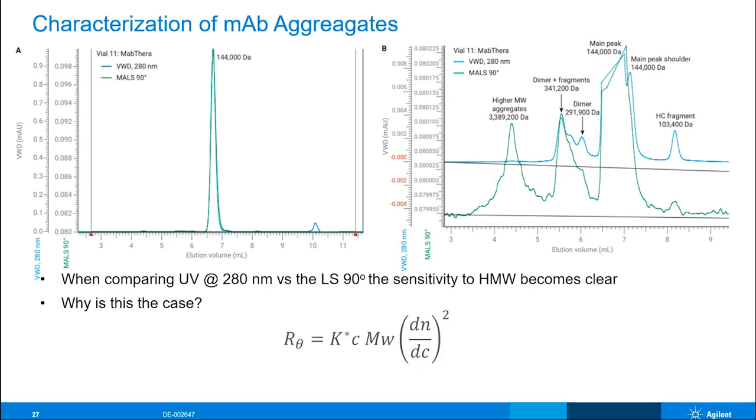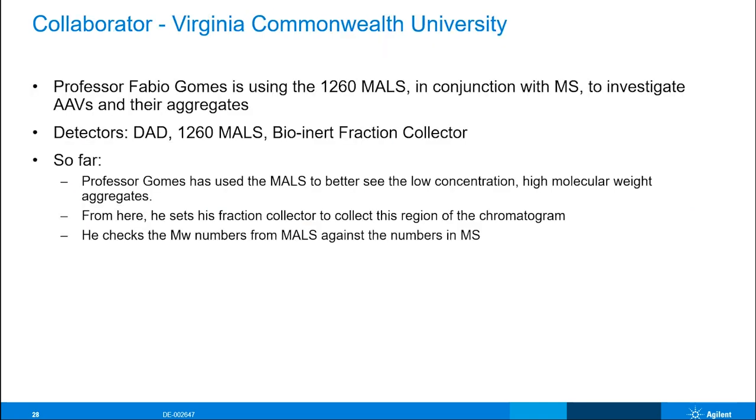And so with this, I'd like to talk about one of the collaborators that we have at Virginia Commonwealth University. We're working with Professor Fabio Gomes, and he's using the 1260 MALS in conjunction with mass spec to investigate adeno-associated viruses and their aggregates. Now, going back to the very beginning with that video that we started with, his detectors are a diode array detector. He has the 1260 MALS, and he has a bioinert fraction collector.